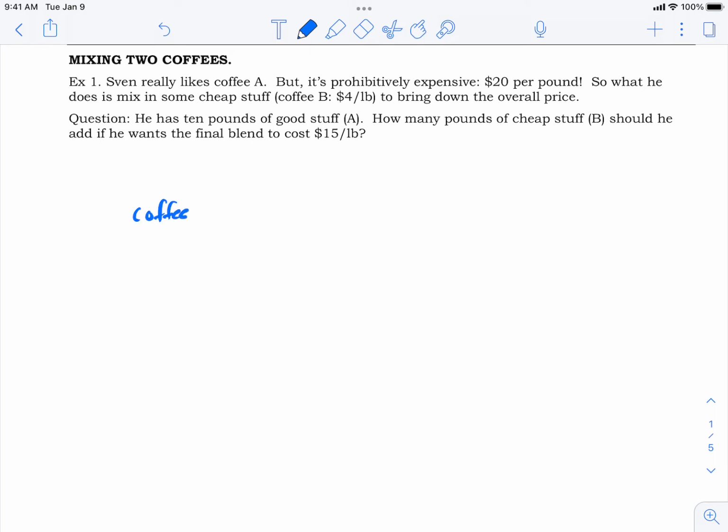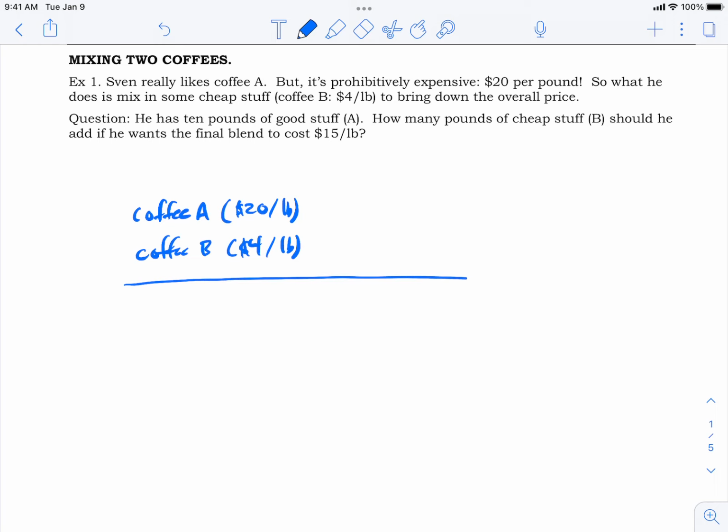So I'm going to say, okay, what do we got? We got coffee A, and I'm going to maybe right next to it, to further describe coffee A, say this stuff is $20 per pound. We also have coffee B, and this stuff is $4 per pound. So that's kind of my description of coffee A and my description of coffee B. And then what we're going to do is we're going to mix them together, right? So in accountant speak, I guess that would be the bottom line. So I'm just going to call it a mixture.